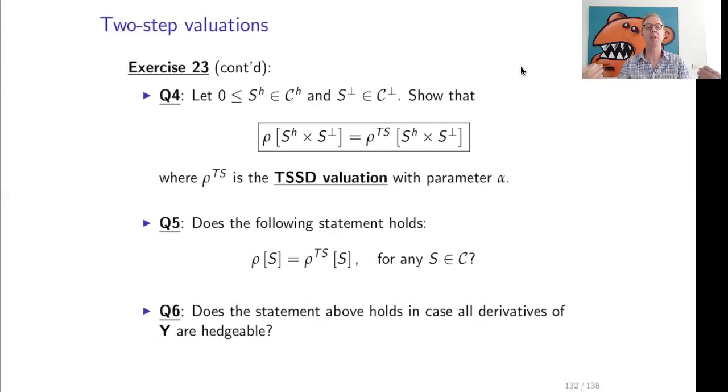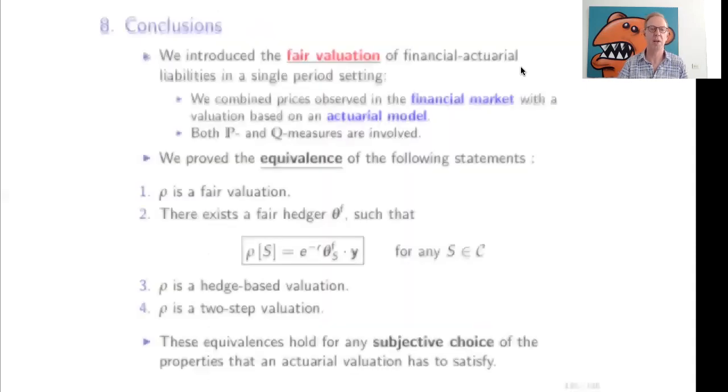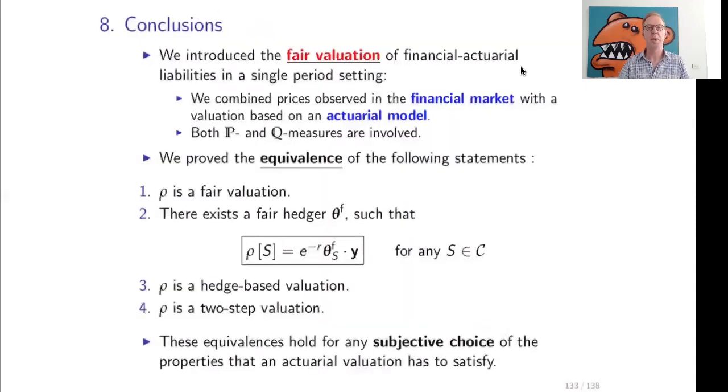So if our market is complete in the sense that all derivatives of Y are hedgeable, in that case, do we then have that rho corresponds with the two-step standard deviation valuation? As I just mentioned to you, the answers to all these questions are also here. So this is almost the end of the set of presentations on fair valuation.